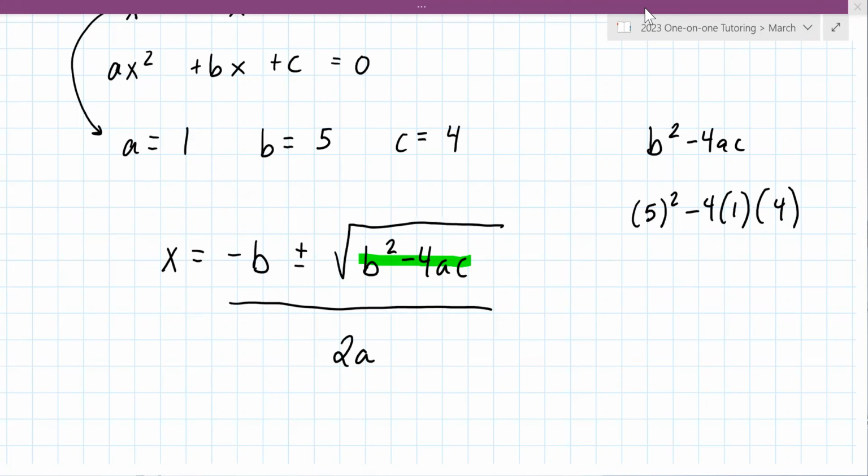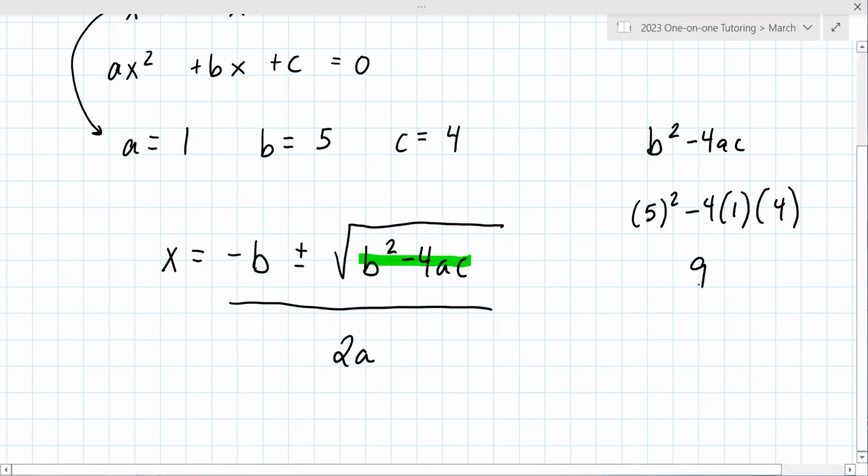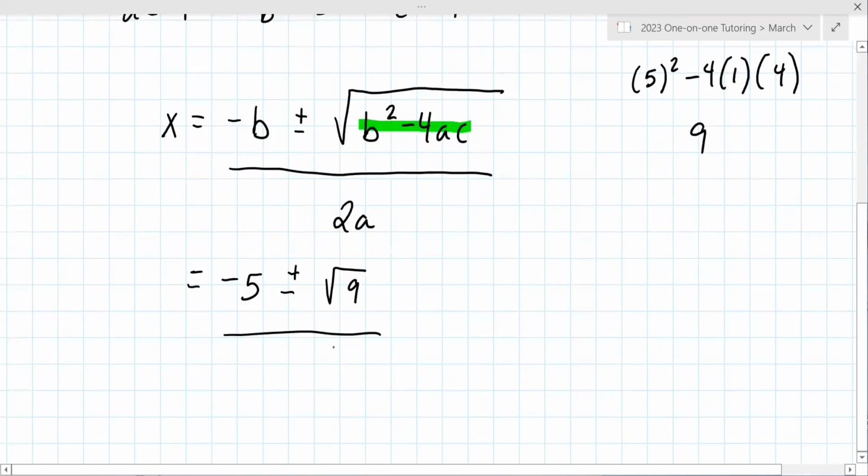9. Yes. Okay, so that is the part that will replace what's under the square root. So this becomes minus 5 plus or minus the square root of 9 over 2 times 1. Okay, so go ahead and look at that. Just make sure you're comfortable with what's there.